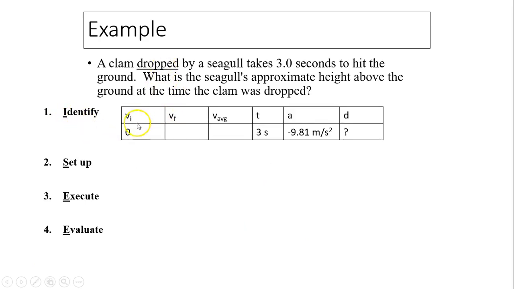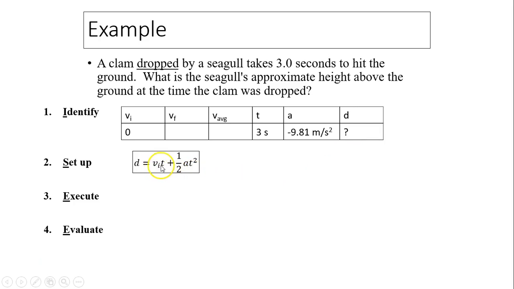So let's see, dropped means initial velocity equals 0. The next value is the time. Because it's freefall, we know acceleration is negative 9.81. And what is the displacement? Whenever you know three values, you can figure out the rest using the equations. Look at your equations and see which one you can use to solve for D. This is the one that you can use.